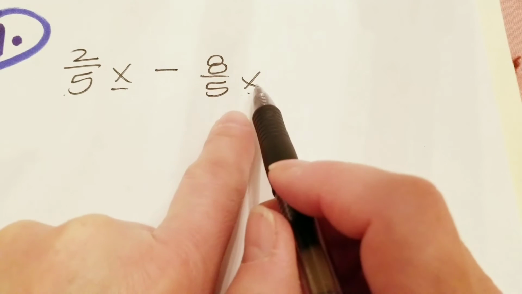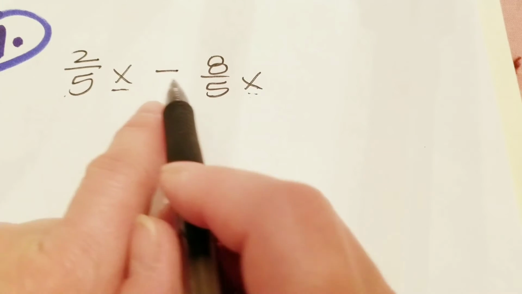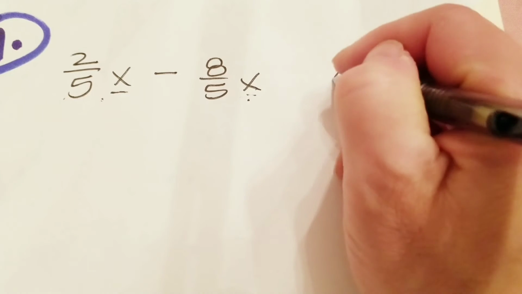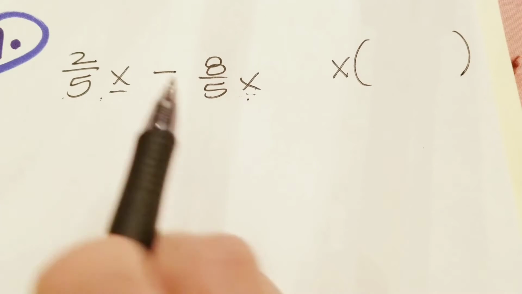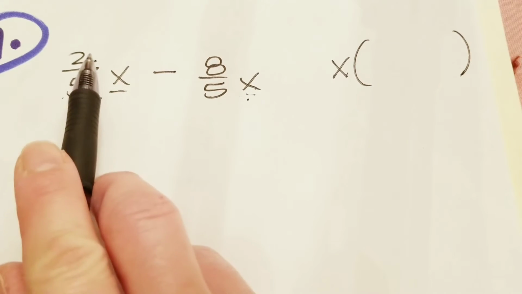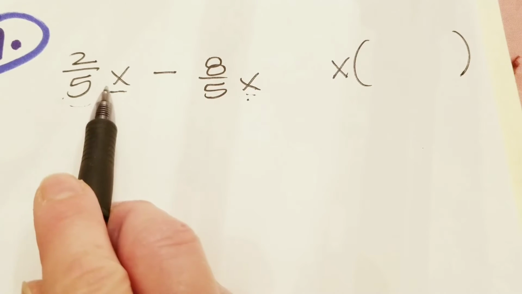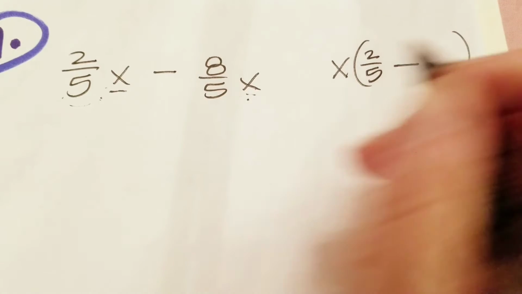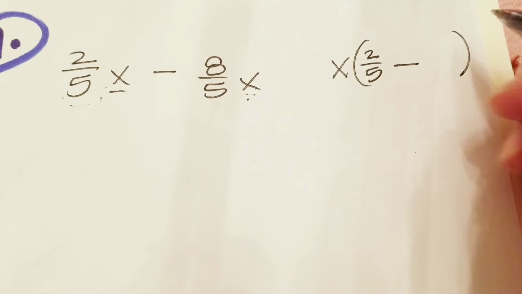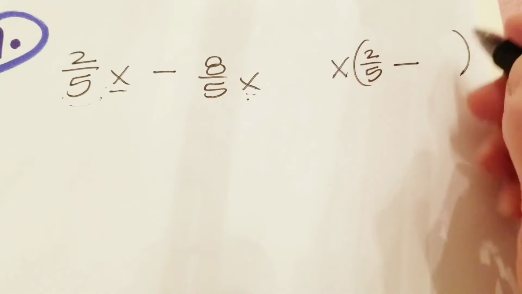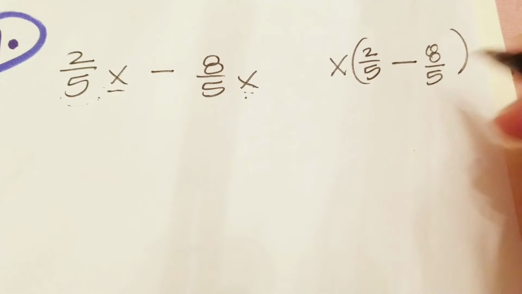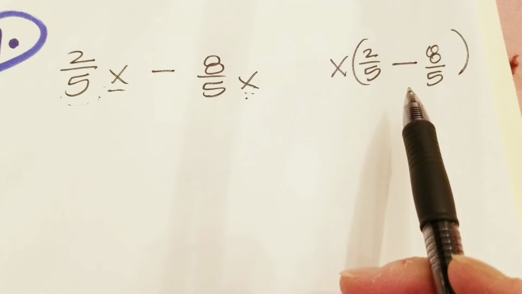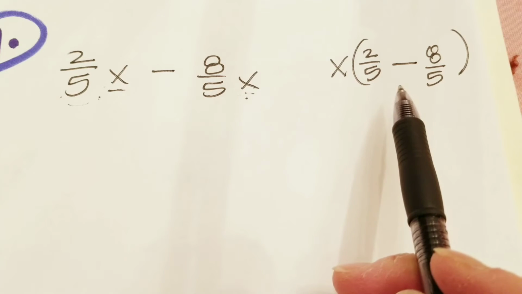So if you notice, you have a like term of an x. So it's in this term and it's in this term. So I can pull it out. And then what I can do is I can take this coefficient in front of this x and write 2/5 minus, using that subtraction sign, and then 8/5. So what I did was I kind of undid the problem. This is the same as this.